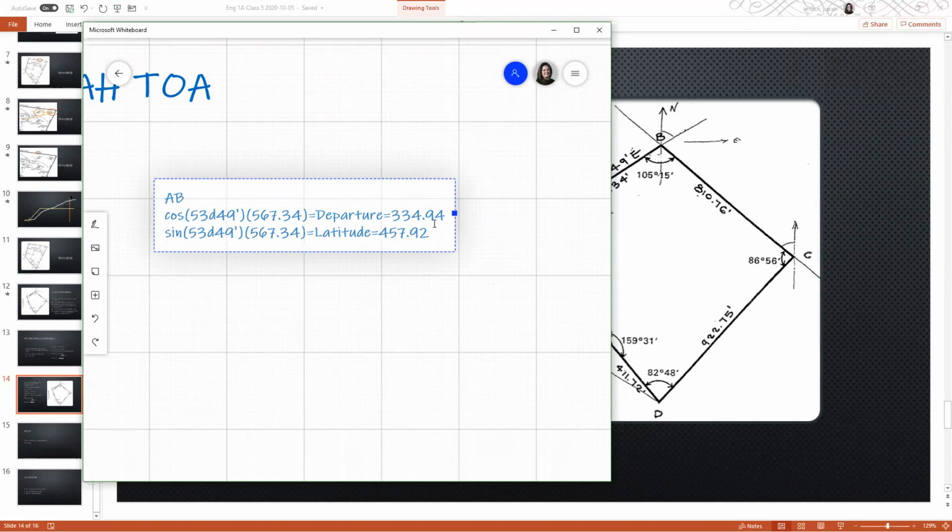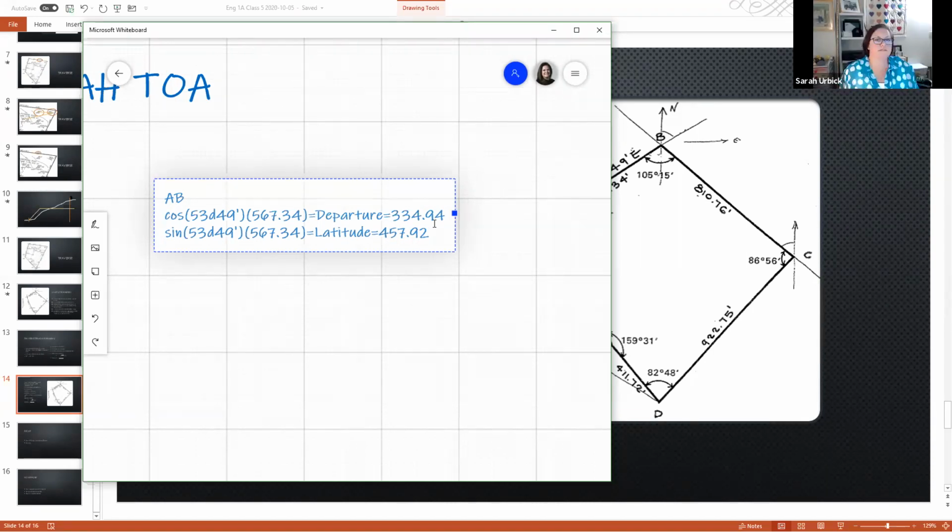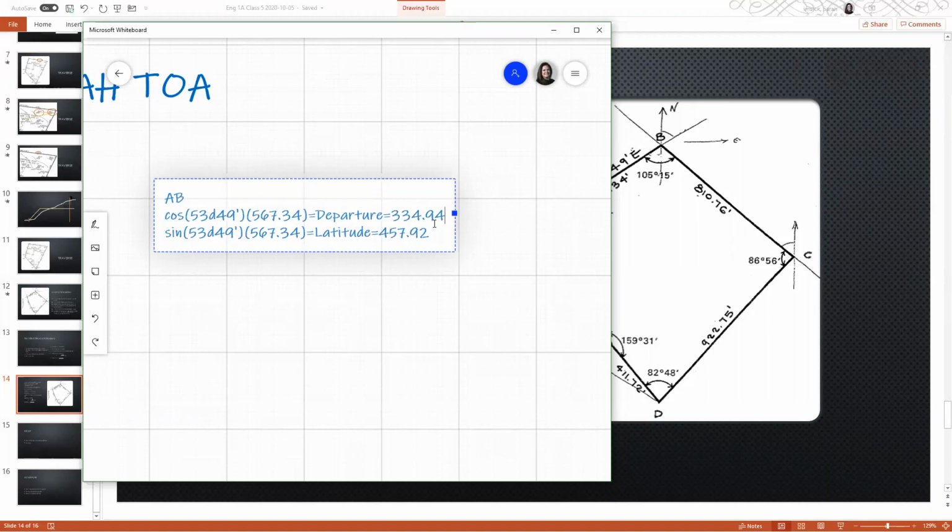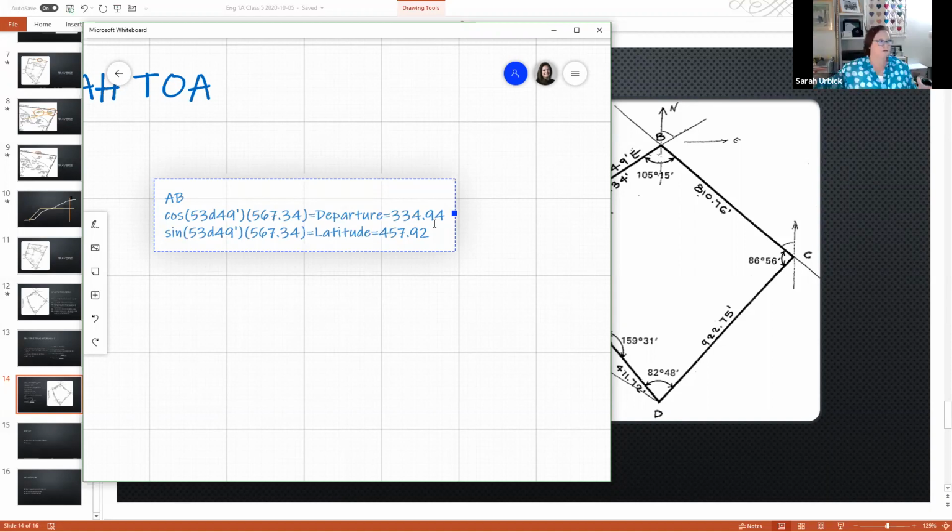So that's what we're going for here. We want to figure out those coordinates. First one's really easy. We're starting with 0, 0, and we're saying we're going out 334, 335. We're going up 458, roughly and rounding. Okay. So that gives us our coordinates for point B.